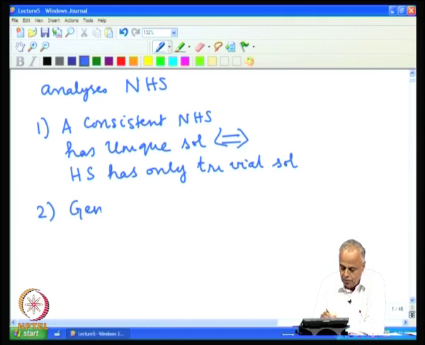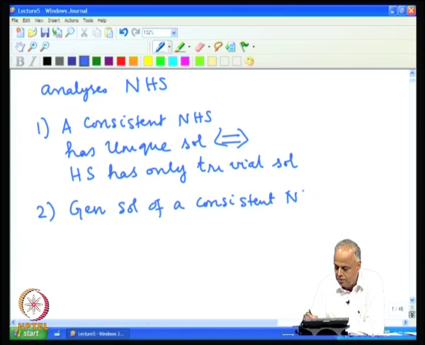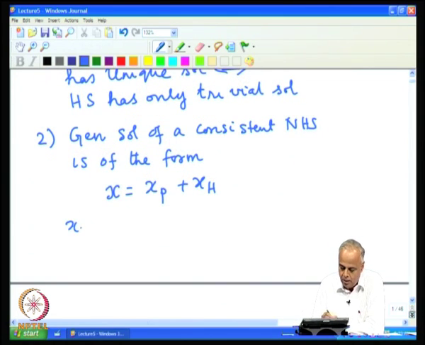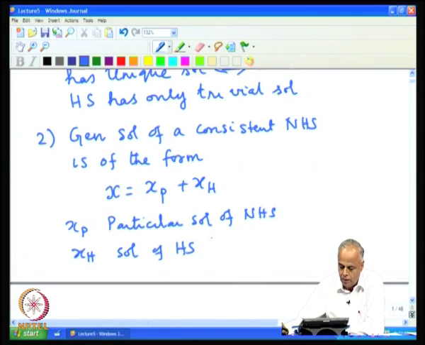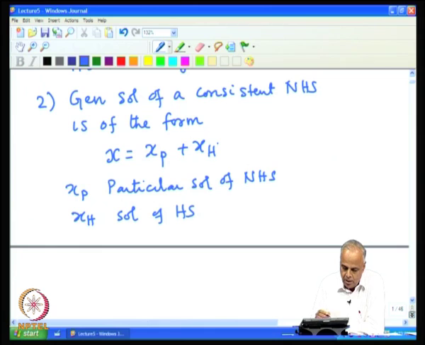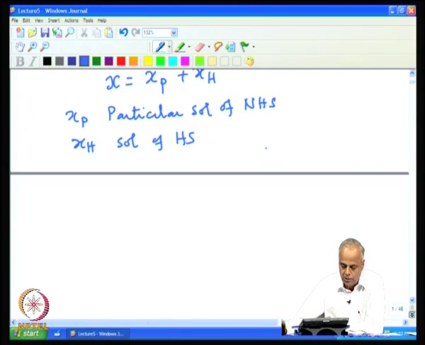Then the general solution of a consistent non-homogeneous system is of the form x equal to x p plus x h, where x p is a particular solution of the non-homogeneous system and x h is a solution of the homogeneous system. By varying x h over all the solutions of the homogeneous system, we sweep all the solutions of the non-homogeneous system.